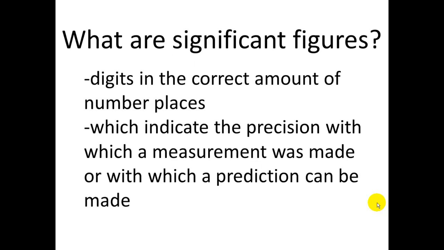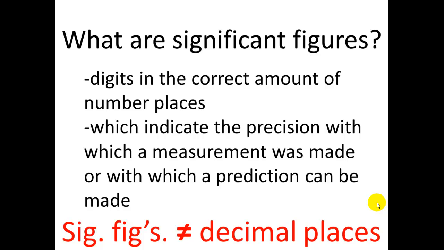We have to talk first about what are significant figures. Significant figures, the term itself seems self-explanatory, but let's go ahead and lay it out in a different way. It's the number of digits in the correct amount of number places, not just decimal places, number places. And these digits are supposed to tell us something about the precision with which the measurement was made, or the precision with which a prediction can be made from the calculation. It is not by any means the number of decimal places alone.